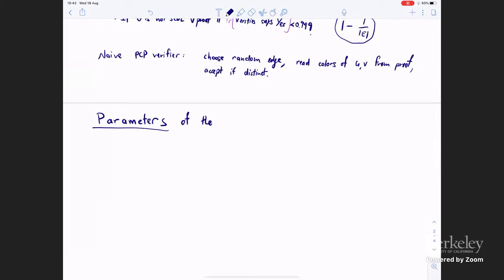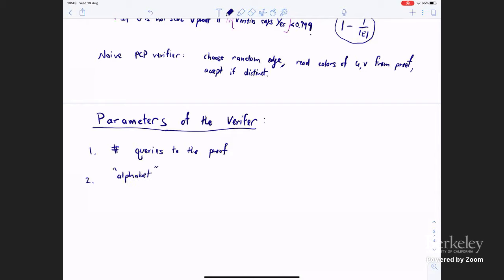Parameters of the verifier. One thing is the number of queries to the proof. We said that in the PCP theorem, the verifier reads a constant number of symbols from the proof, but what is this constant? That's one parameter. Another parameter is the alphabet of the proof. In the sense of coding theory, the most basic choice is to think of the proof as written in bits, but for example, in three coloring, it's natural to write the proof in the alphabet 0, 1, 2. In other cases, it's natural to go to an even larger alphabet because it allows other parameters to become better, and we'll see this now.